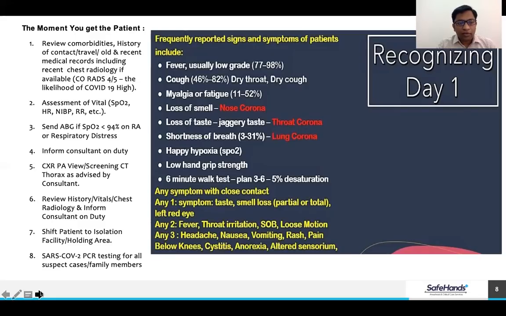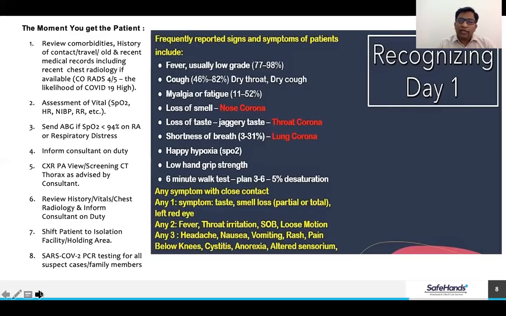You can find out the hypoxia. Inform the consultant on duty. Take a chest X-ray PA view; a chest X-ray is not of much use here actually. Better to do a CT thorax as advised by the consultants. Review the history, vitals, chest radiology, and inform consultants on duty. Shift the patient to an isolation facility in the holding area till the patient gets admission to the required bed. SARS-CoV-2 PCR testing for all the suspect cases and family members.